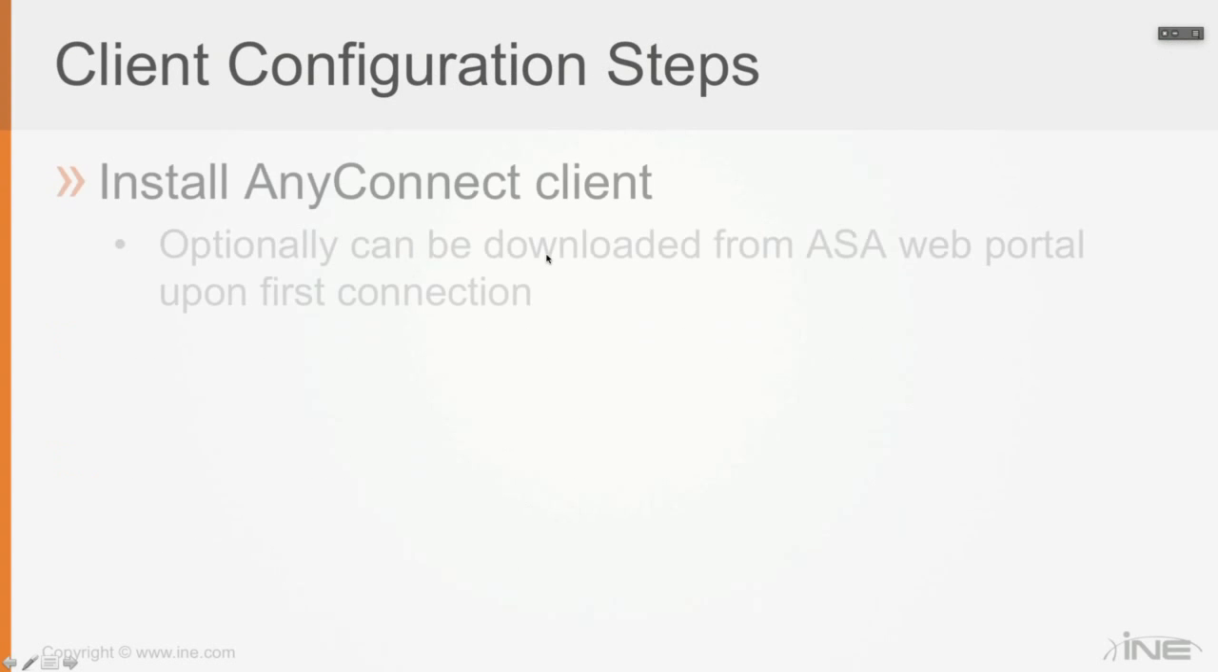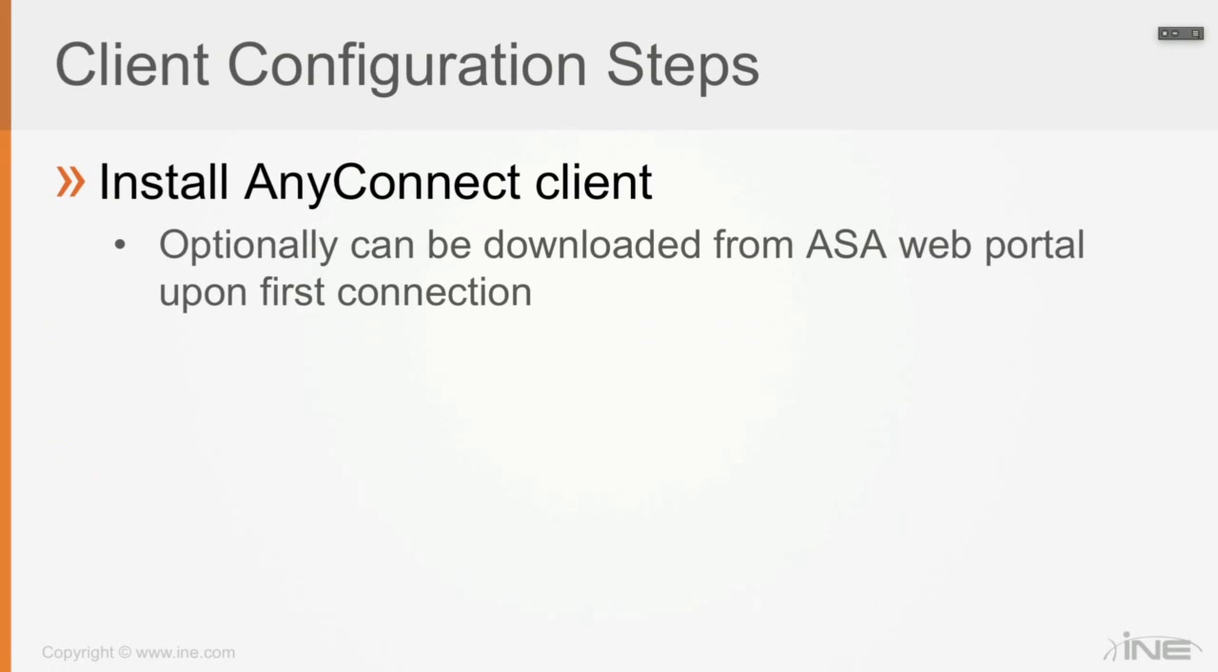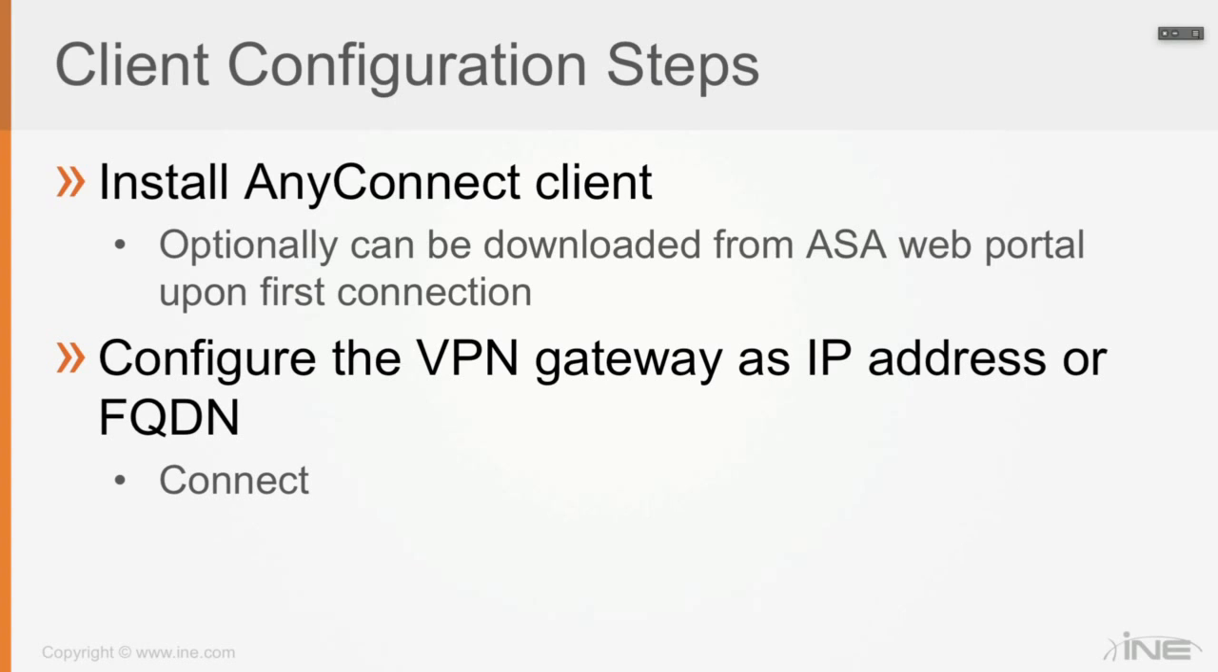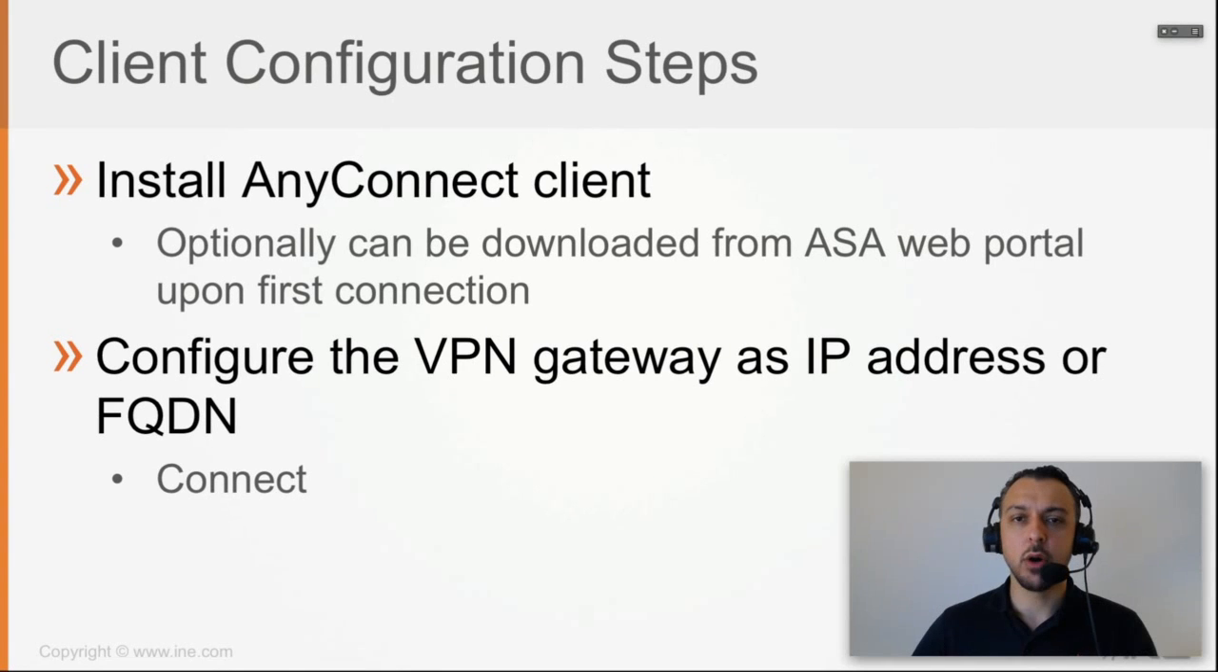On the client side, it's simpler. Of course, it can be complex as well, but for the CCNA exam, we just install the AnyConnect client on the remote access PC. Optionally, it can be downloaded from the ASA web portal upon first connection. Once the client is installed, we configure the VPN gateway as the IP address or fully qualified domain name and connect. So you go on the client, put in the IP address or FQDN of the VPN gateway, and click connect. If the configuration is correct on both sides, we connect to the proper connection profile, get authenticated, get an IP address, the tunnel comes up, we receive the split tunneling policy, and then we send all traffic or partial traffic to the SSL VPN tunnel.